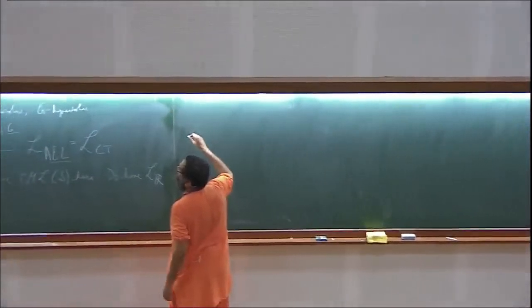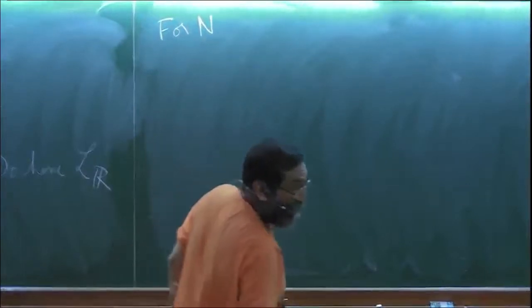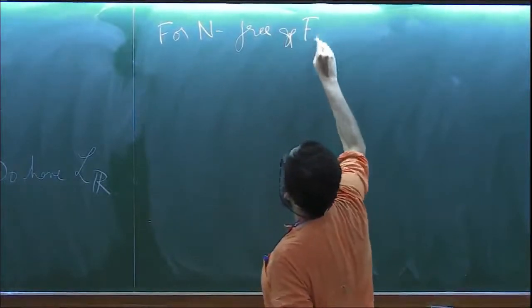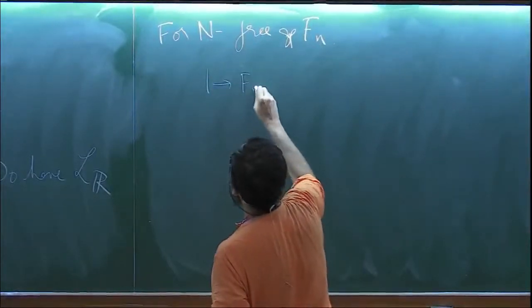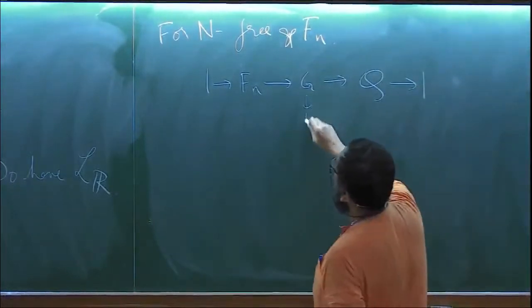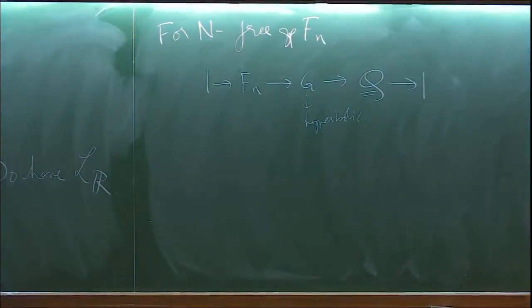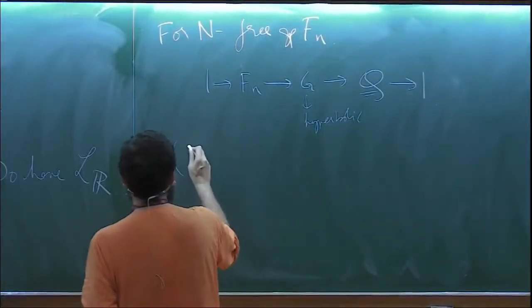So, how much time do I have? I have 3 minutes. For Fn, a free group on n generators, we have 1 going to Fn, going to G, going to Q, going to 1. This is hyperbolic. These groups Q, for almost a decade, are what are called convex co-compact subgroups, and there's a whole bunch of names I should put here.